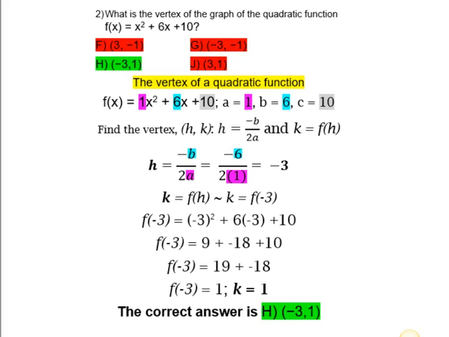plus 10. Our next line, we combine like terms, so we have a positive 9 and a positive 10, which is positive 19 plus negative 18, which is equal to a positive 1. So our correct answer is H, negative 3, 1. That is the vertex of this quadratic function. Let's move on to number 3.